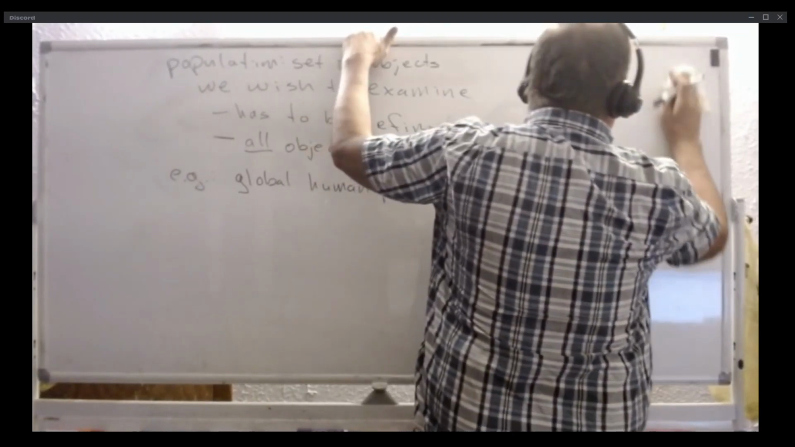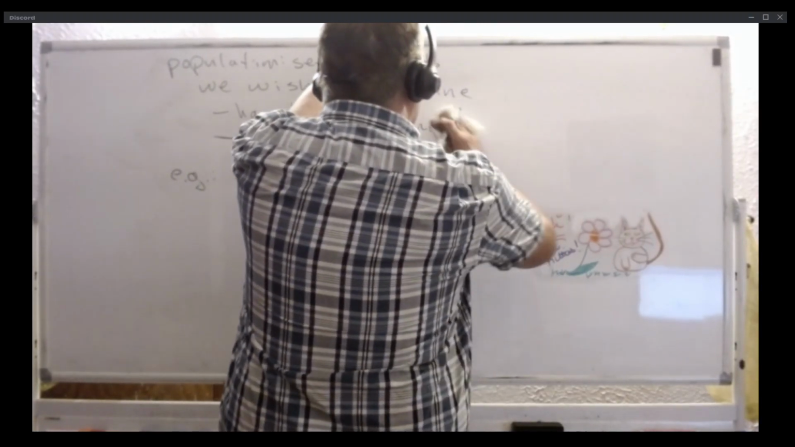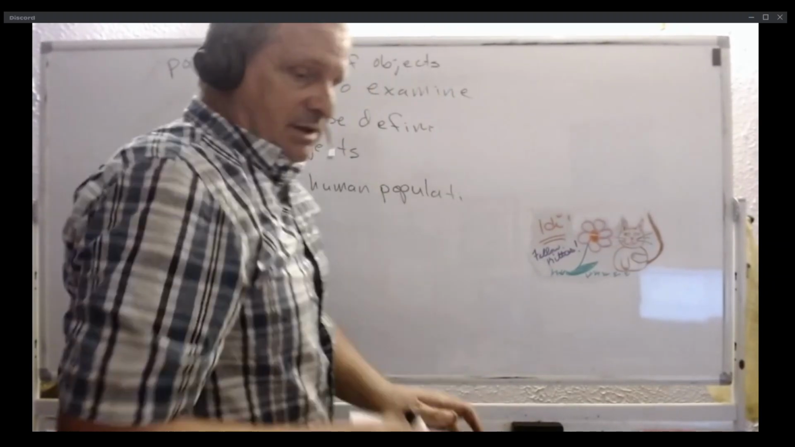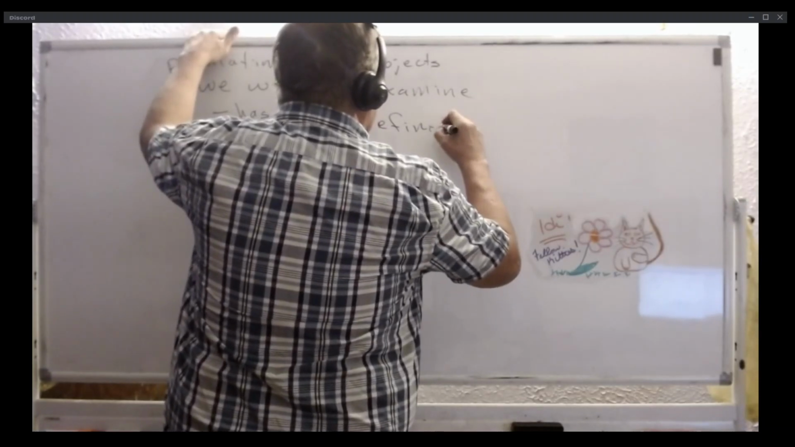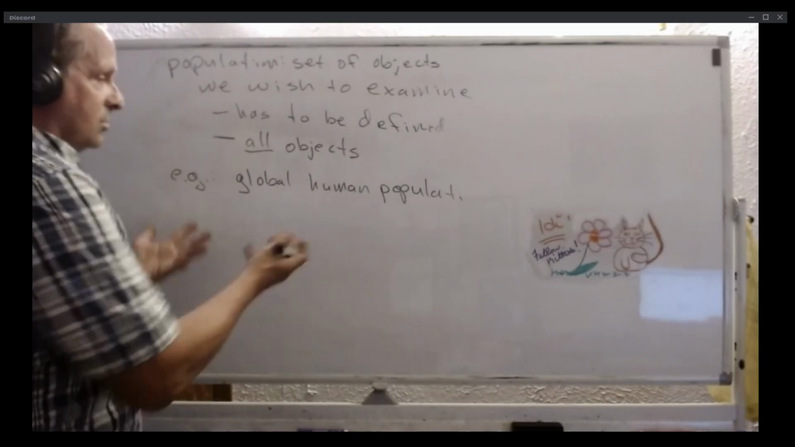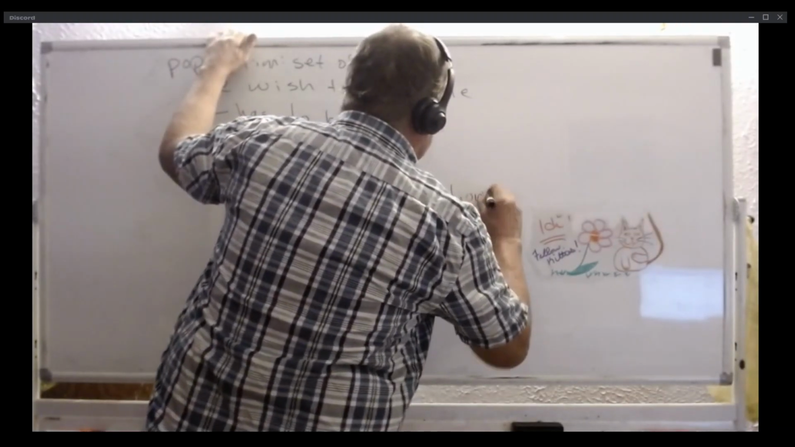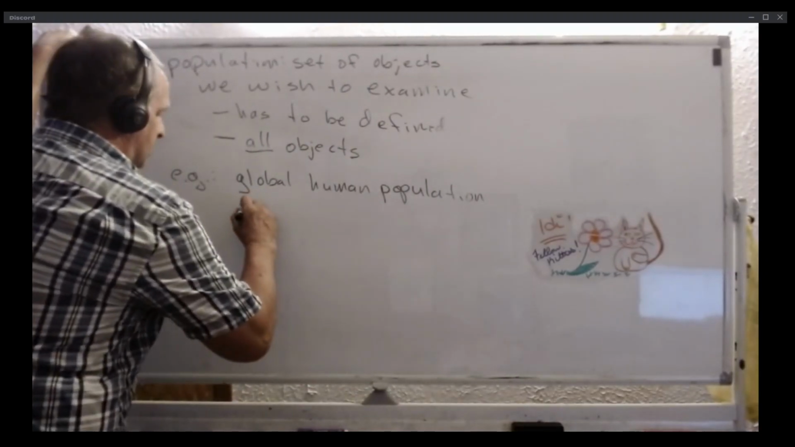What about residents of the state of Ohio? Is that a population? Yes. Sure it is. It happens to be a subset of the world population, but it is nonetheless a valid population that we could take a look at. I'll write that down for you.